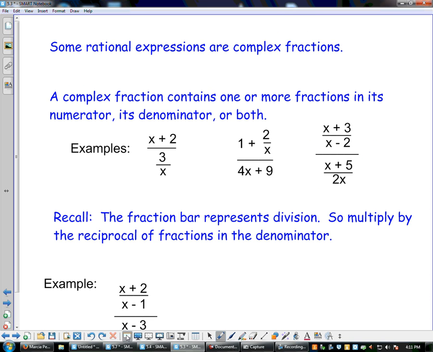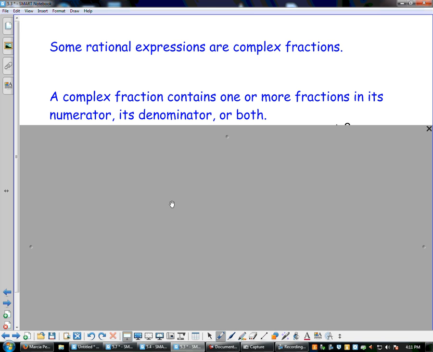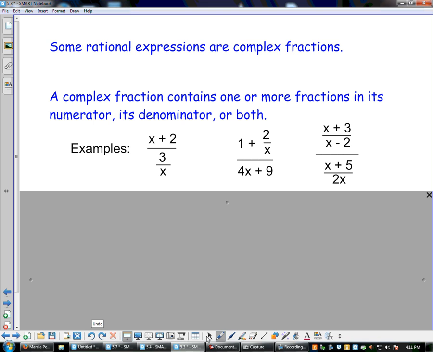Okay, so some rational expressions are called complex fractions. A complex fraction contains one or more fractions in its numerator, its denominator, or both. So here's some examples of complex fractions.